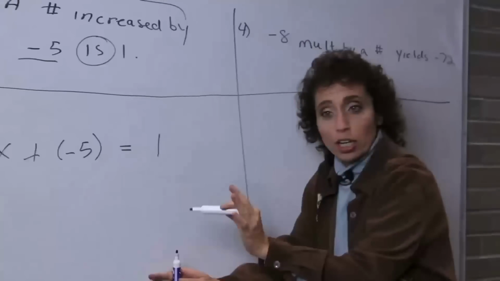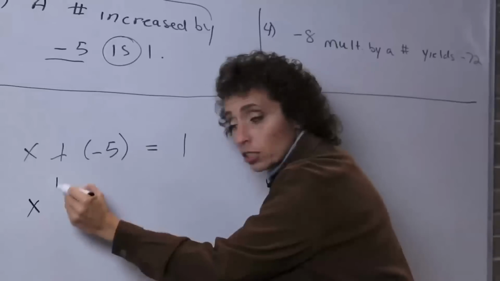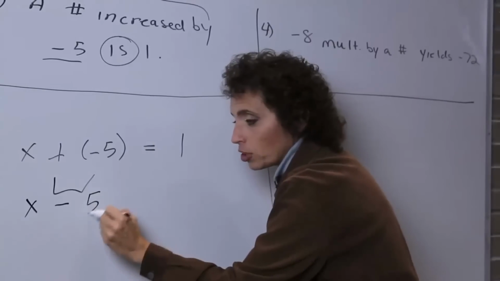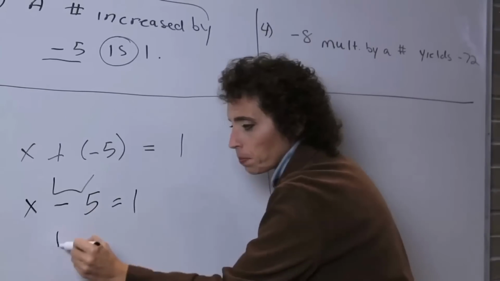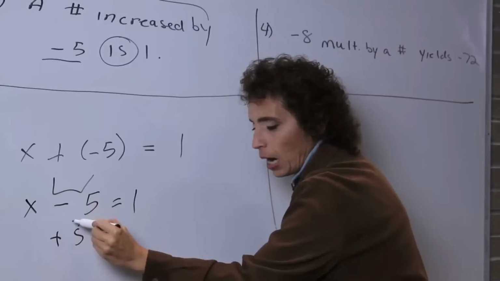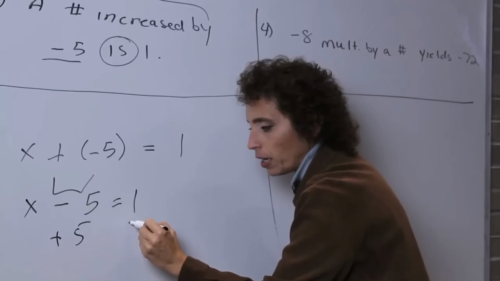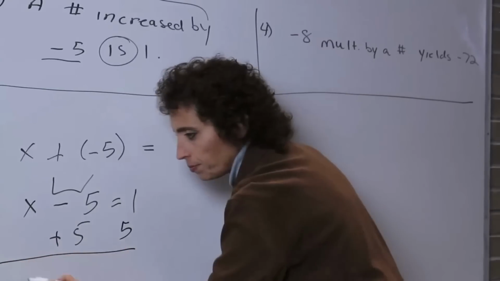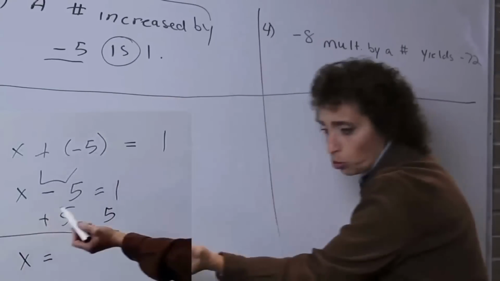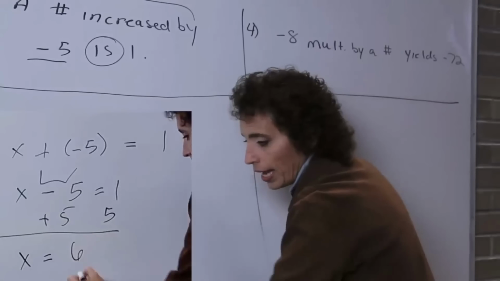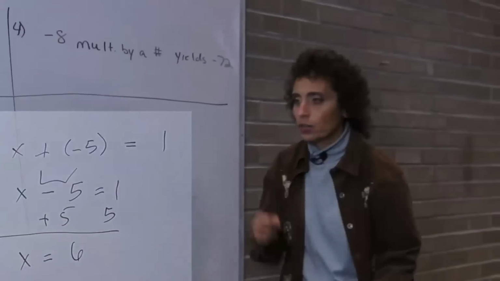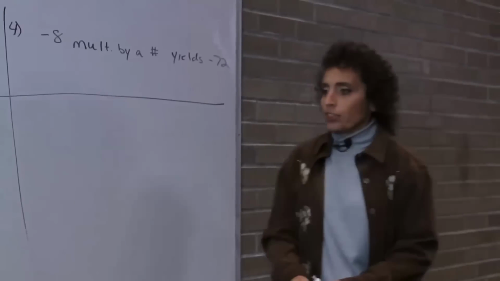Sign, no sign. Signs are different, so the signs become negative. X minus 5 equals 1. Add 5 because the opposite of -5 is +5. Add 5. Or the opposite of subtraction is addition, however you want to say it. X is 6. Okay? So that's your answer.